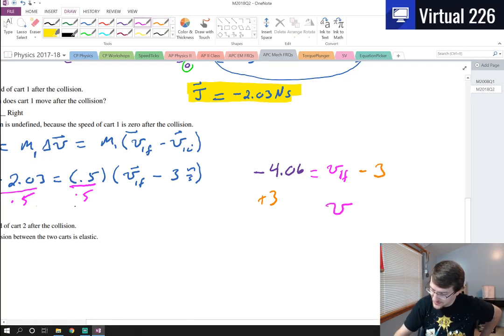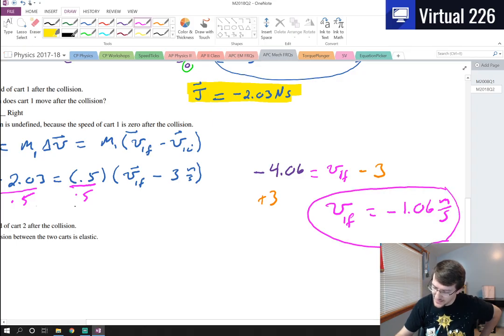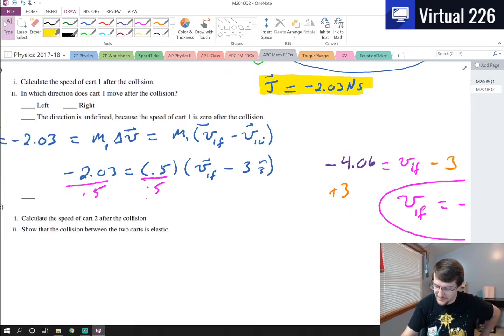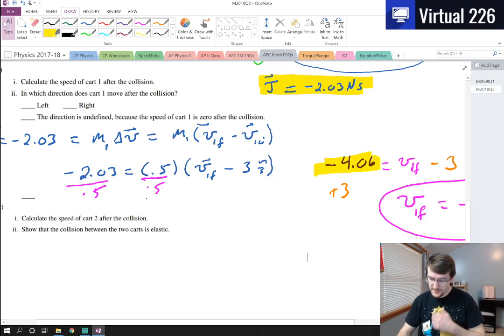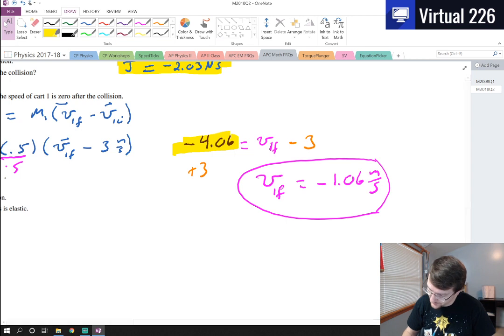So our velocity of mass 1 is going to be about negative 1.06 meters per second. Ugh. That's what we wanted. We divided by a half. That's like multiplying by 2. That should be a 4. Oh boy. Okay, so that's what we found for the velocity here.